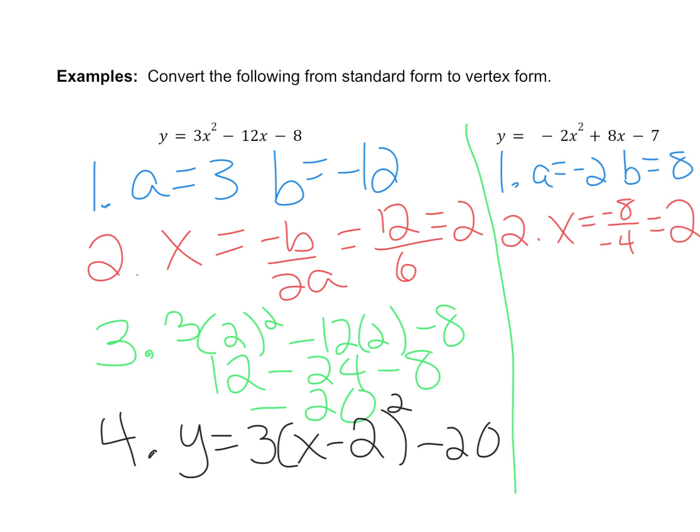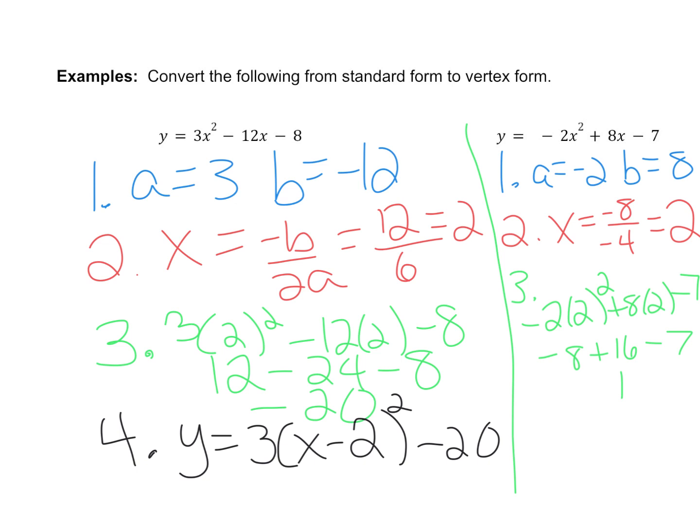Now that I know the x value of my vertex, the same as my axis of symmetry, I can plug that into the equation to get the y value of the vertex. So when I plug it in, I have negative 2 times 2 squared plus 8 times 2 minus 7. 2 squared is 4. 4 times negative 2 gives me negative 8. 8 times 2 is 16. So I have negative 8 plus 16 minus 7. Negative 8 plus 16 is 8. 8 minus 7 is 1.